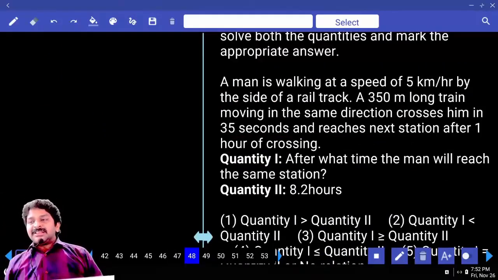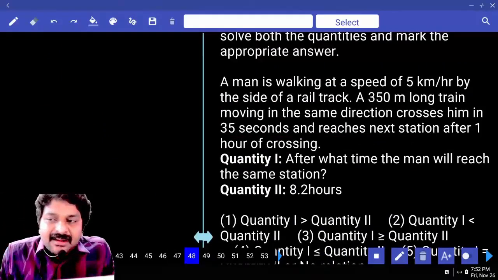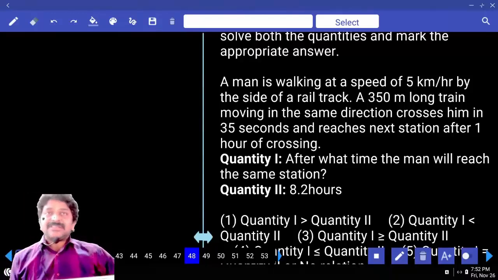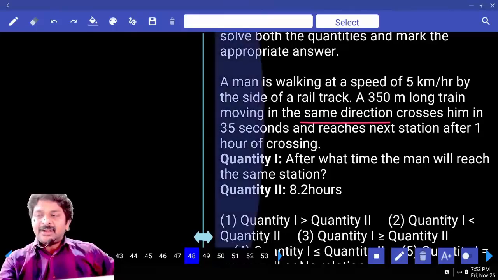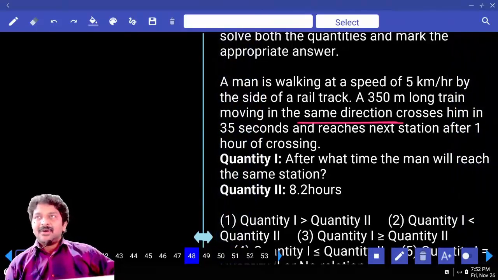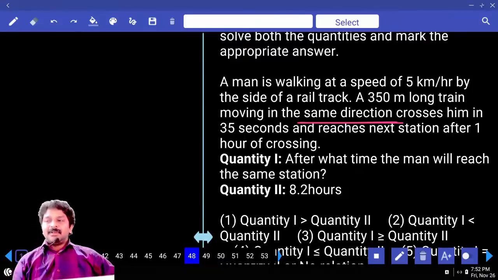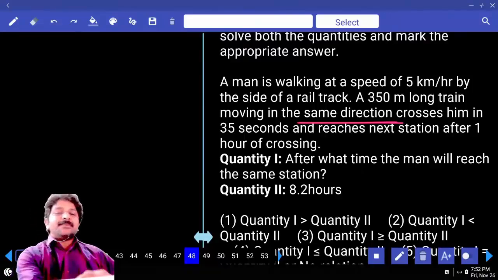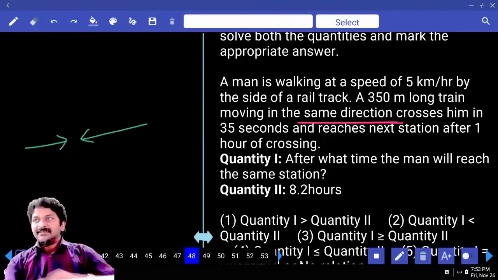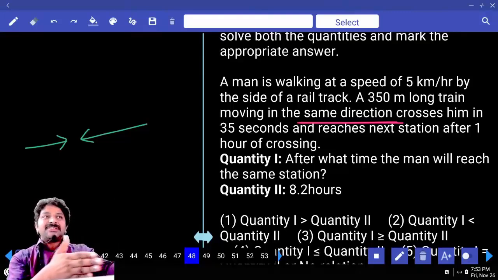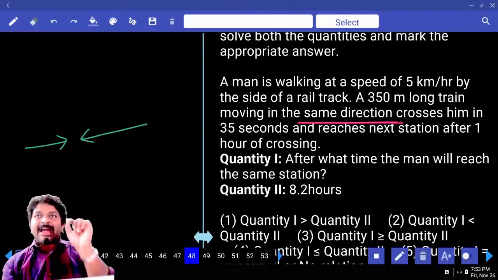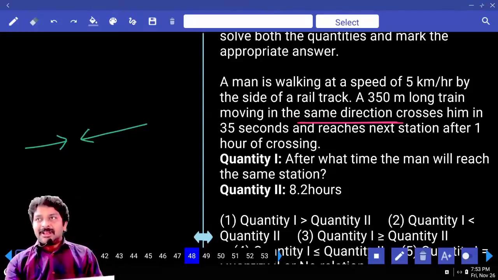Next, a man is walking at a speed of 5 km/h by the side of a railway track. A 350 meters long train moving in the same direction crosses. See, be careful, they need not always mention same direction or opposite direction. Crossing, overtaking. Usually crossing comes to picture if they are moving opposite to each other, crossing each other. If they are moving in the same direction, they use a word overtaking. This is the absolute and exact terminology.